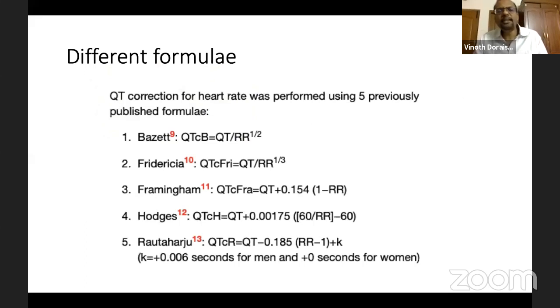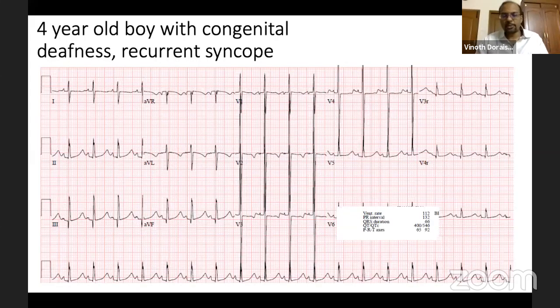So different formulas are used, Bazett's, Fridericia, Framingham, and so on, but the commonest one which you use is Bazett's formula, that is QTc equals QT by the square root of the RR interval. So we'll come to some examples now.